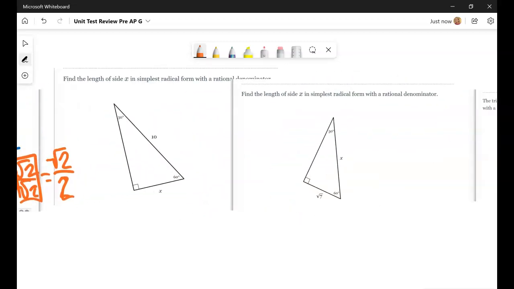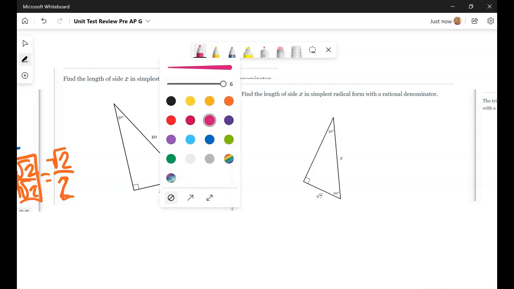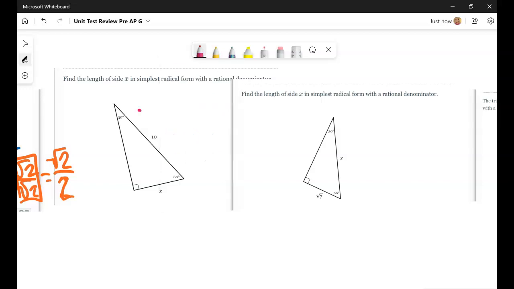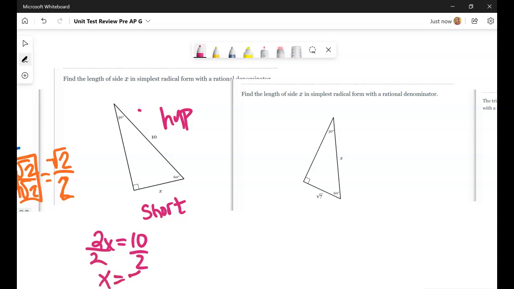Next, find the length of x. And this is the short side. And they're giving me the hypotenuse. This is the short side. This is the hypotenuse. The relationship is that if you take the short side and you multiply it by 2, you get the hypotenuse. So when you divide by 2, x is going to be equal to 5.